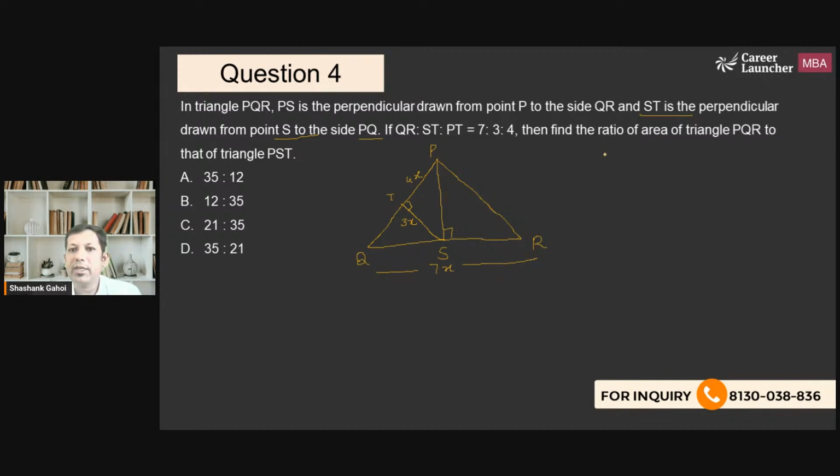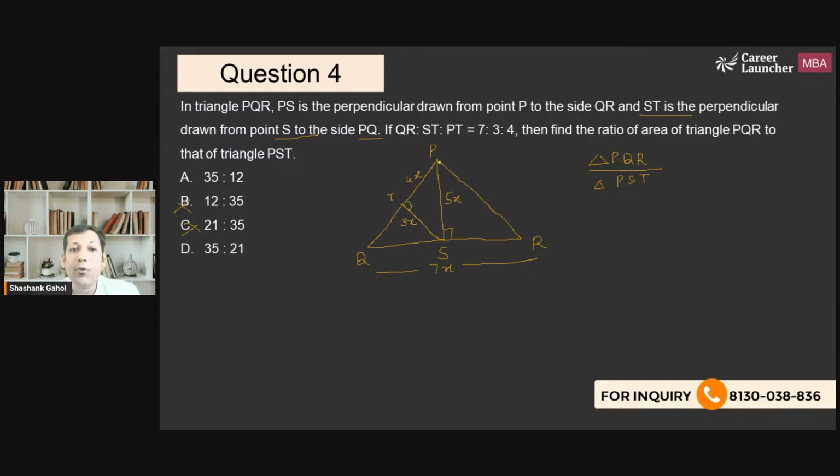Now, what is the question talking about? The question is talking about the ratio of the area of triangle PQR to triangle PST. So what I can do is directly say that this option is rejected, this is rejected. Definitely the area of PQR is going to be greater than PST. So this is what I know. Now, how am I going to solve this question? I am going to look at PST. If I'm looking at PST, this side is 3x, this side is 4x, and it is a right angle triangle. So this side is going to be 5x.